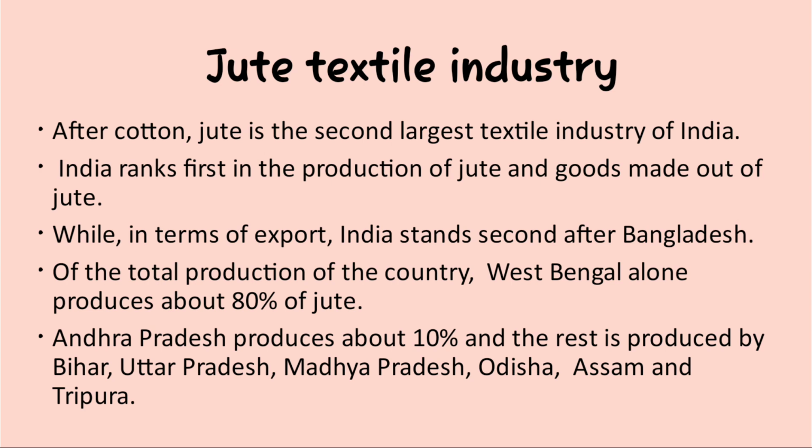Now let's move to jute textile industry. Jute is the second largest textile industry of India. India ranks first in the production of jute and goods made out of jute, while in terms of export, India stands second after Bangladesh. Of the total production of the country, West Bengal alone produces about 80% of jute. Andhra Pradesh produces about 10% and the rest is produced by Bihar, UP, MP, Odisha, Assam and Tripura.